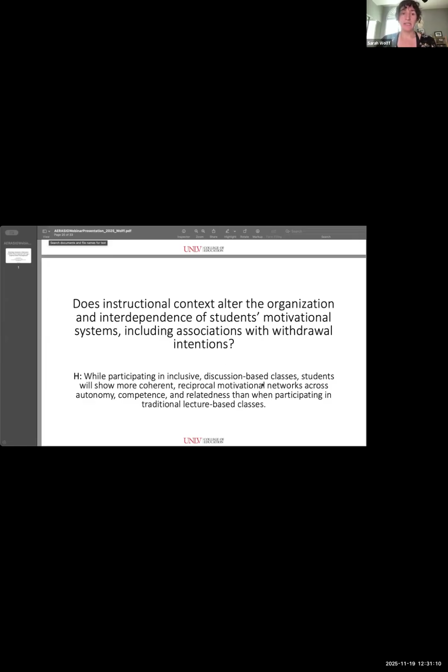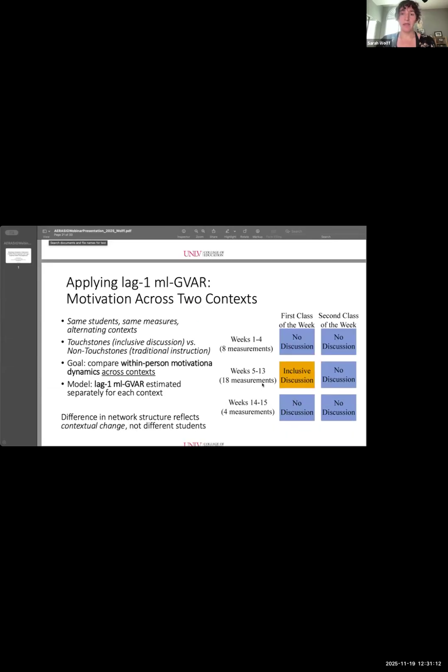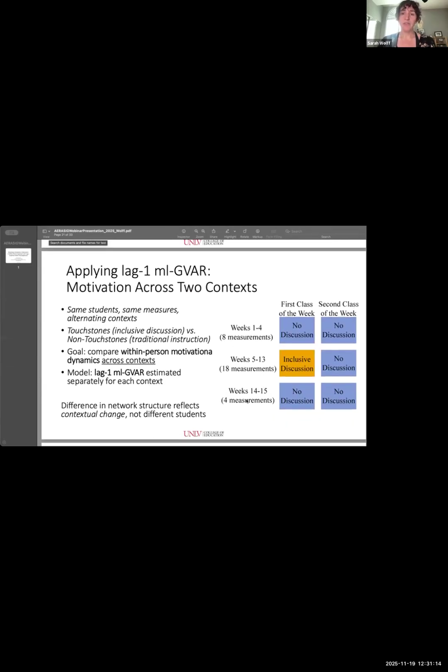And so how the study is set up is, we measured the students with the same measures every day they were in class for the whole semester. This inclusive discussion curriculum was called Touchstones. And then we have the non-Touchstones settings.